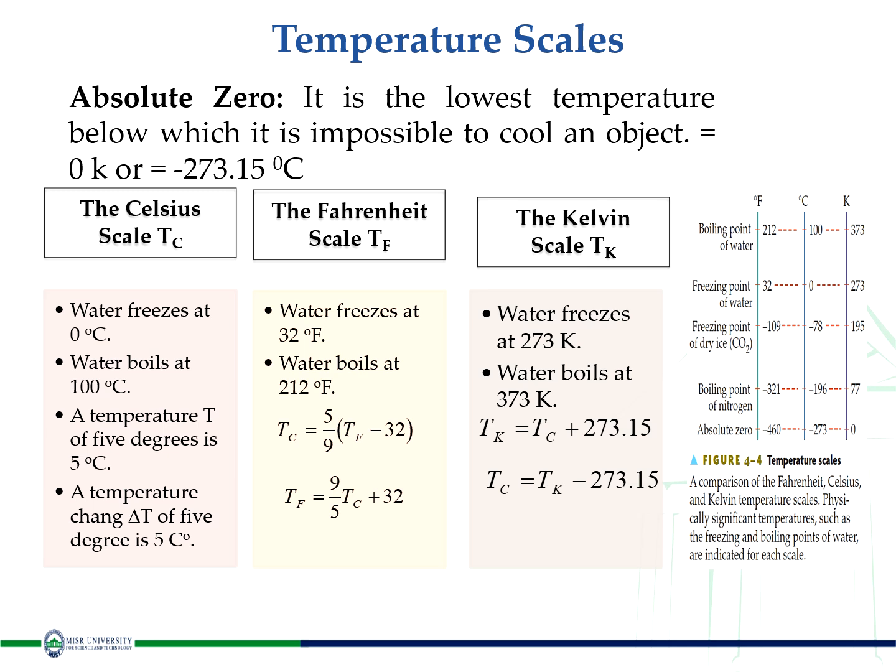Notice figure 4-4 on the right, which provides a clear visual comparison of these three scales and their key reference points, including absolute zero. You'll also find the conversion formulas, like Tk equals Tc plus 273.15, provided on the slide for quick reference between them.